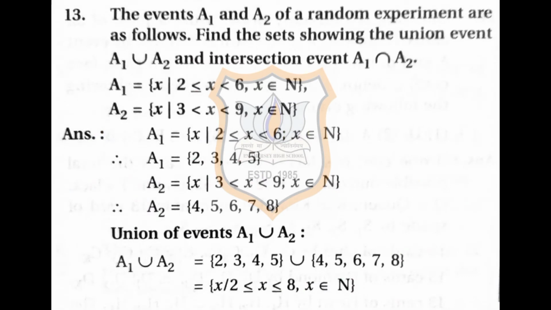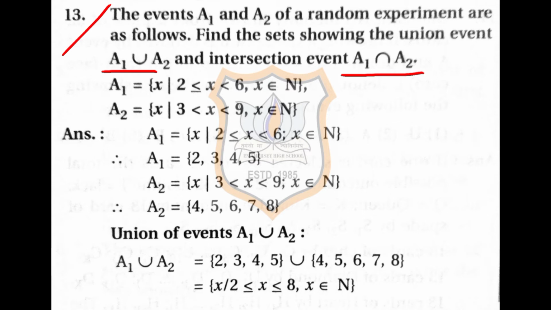Let's do another question, that is question number 13. Let's read the question. The events A1 and A2 of a random experiment are as follows. Find the sets showing the union event A1 union A2 and intersection event A1 intersection A2. Now A1 is what? 2 less than or equal to x less than 6, and x is a natural number, that is x belongs to N.